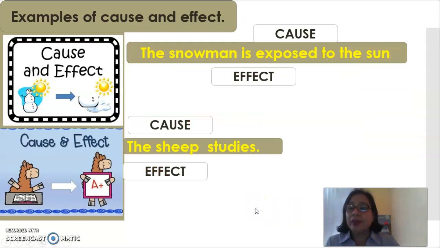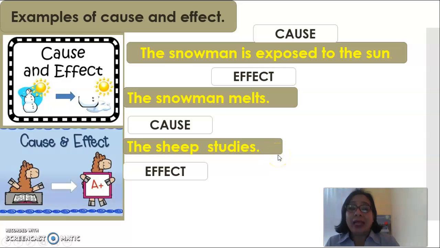Let's continue. Right here we have examples of cause and effect. Look at the picture about the snowman. Okay? What happens if the snowman is exposed to the sun? This is the sun and this is the snowman. What happens? Well, we have an effect. The snowman melts because it was exposed to the sun.